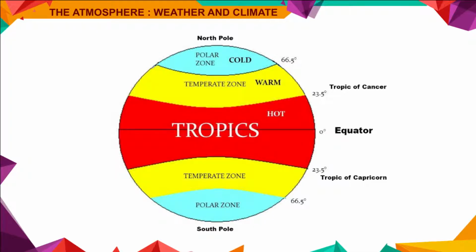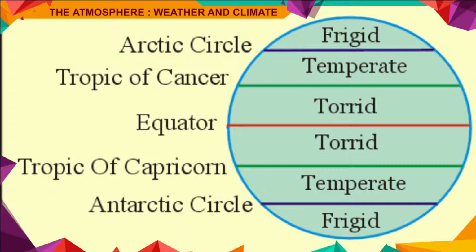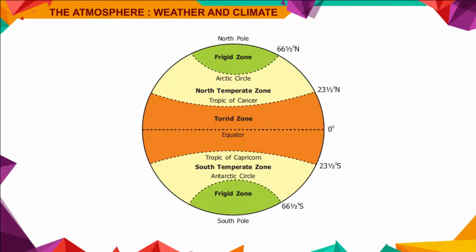This insolation varies from place to place. More insolation is received on and around the equator, and much less on the poles. On the basis of sun heat received by the earth, we may divide earth into 3 heat zones: the torrid zone, the temperate zone, and the frigid zone. The figure depicts 3 distinct temperature zones. The torrid zone lies between the Tropic of Cancer and the Tropic of Capricorn.